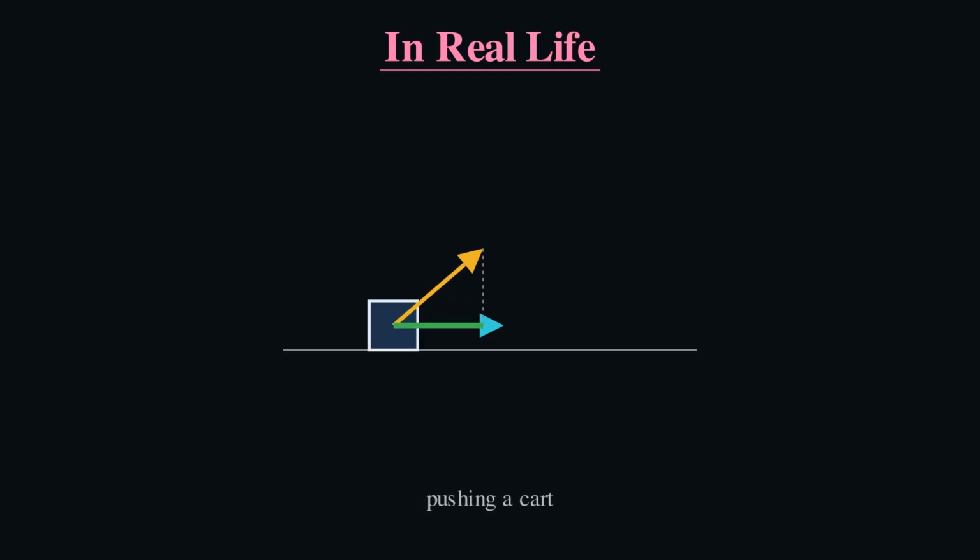Pushing a cart that only rolls forward. Push straight along, all your effort counts. Push sideways, none of it moves the cart. Push backward, you fight it. The dot product is exactly that, how much of one goes along the other.